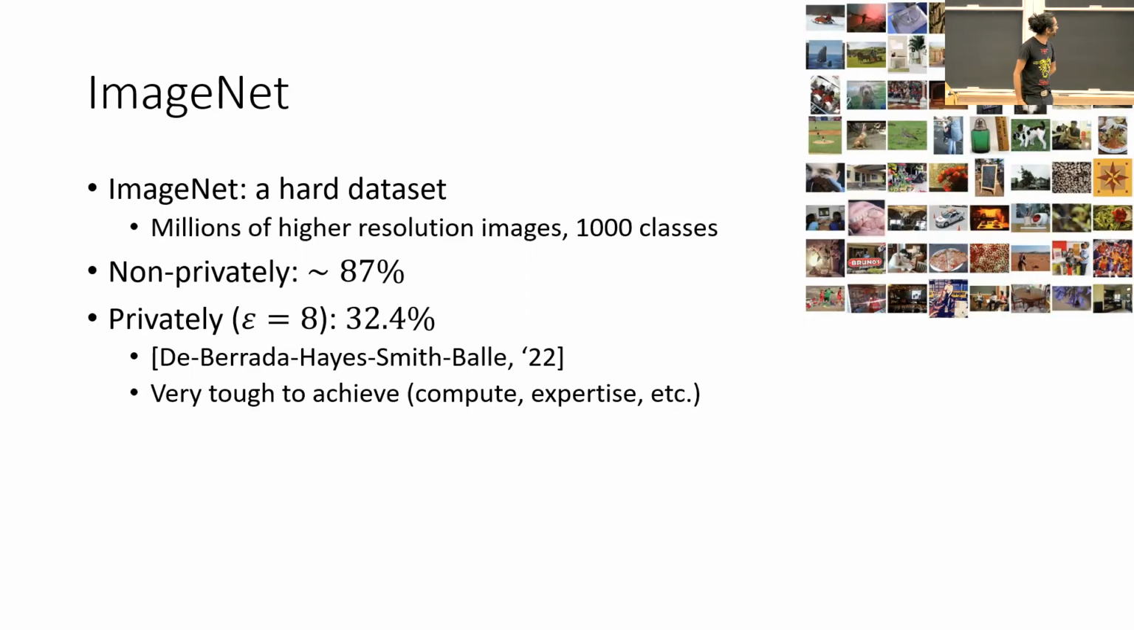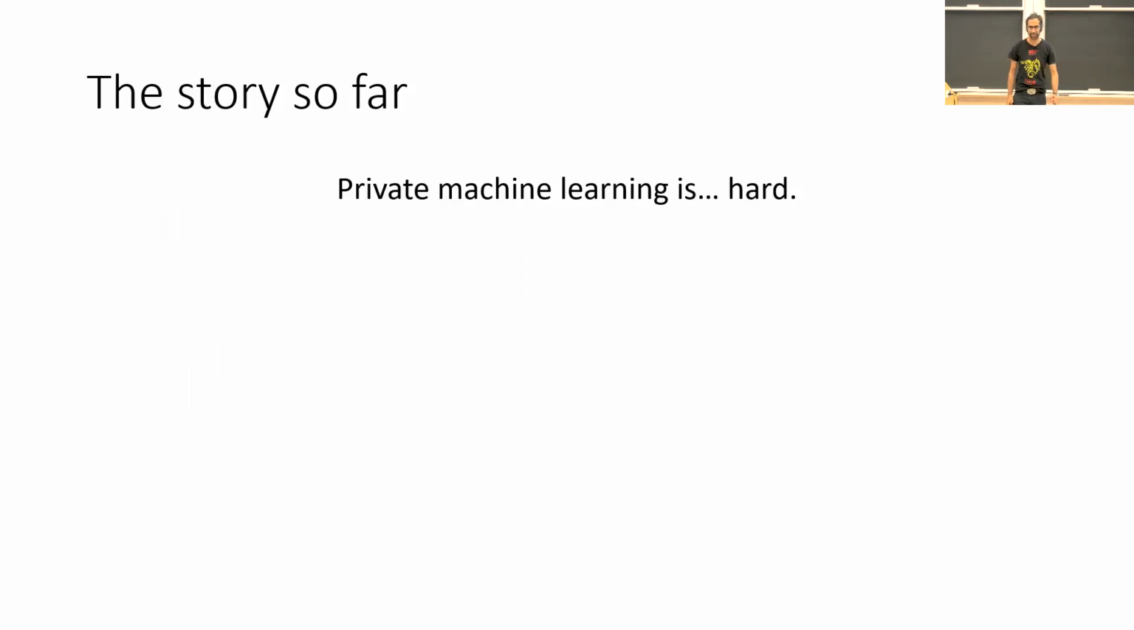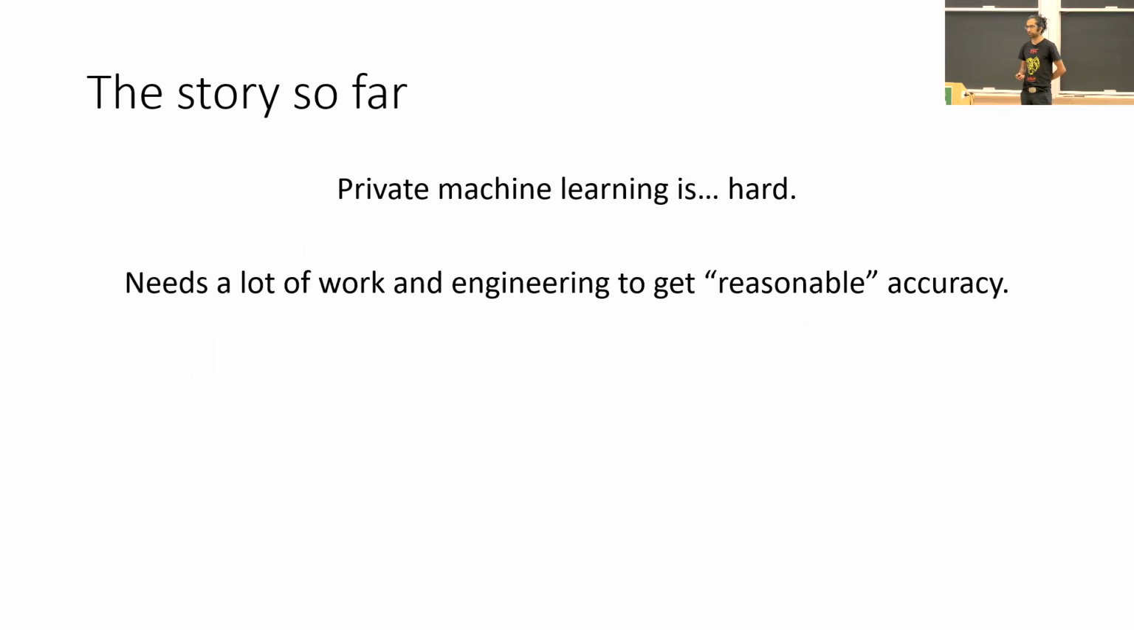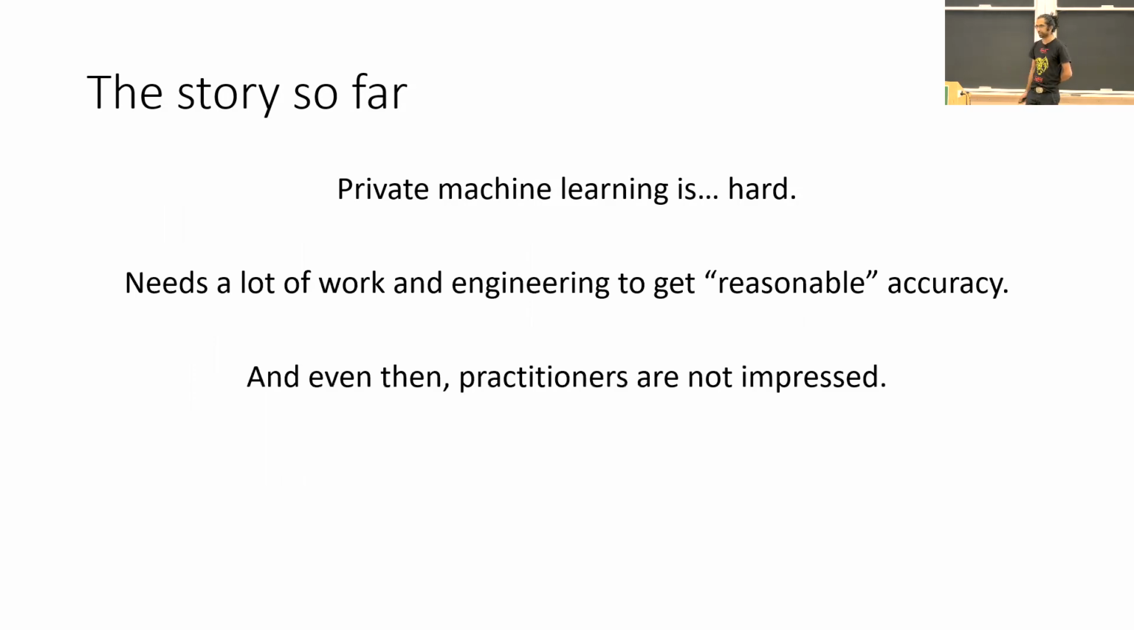So the story so far that I'm trying to get across is that private machine learning seems to be hard. It needs a lot of engineering work to get reasonable accuracy, which might not even be reasonable a lot of the time. And even then, like I said, practitioners are not impressed. You're not going to be able to convince someone to deploy this ImageNet with 32% accuracy. They're not going to waste their time on that. So let me show you how we can potentially recover from this big blow to accuracy.